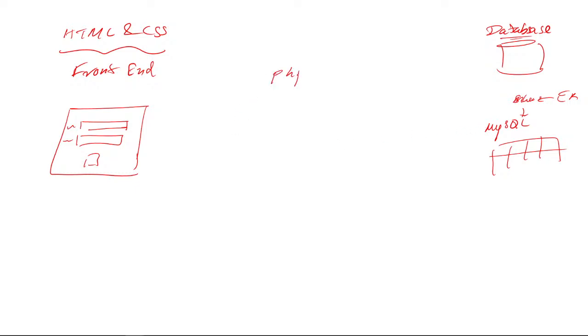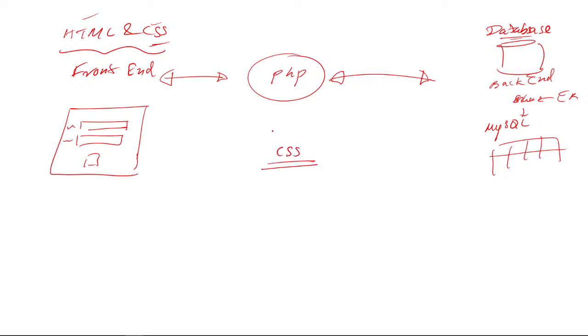And here PHP will do the connection part, or the communication part, between the front end and the back end, right? So HTML is the basic output, the basic structure. CSS will just make it smooth, nice, and good in appearance. Appearance will be handled by CSS.